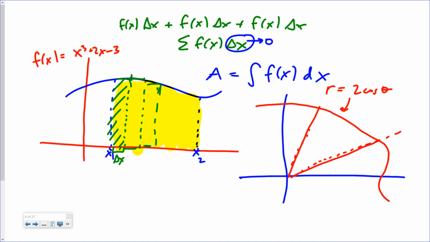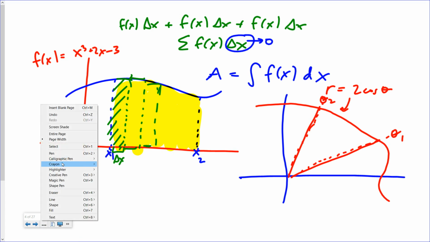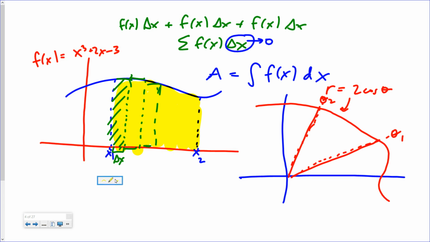So these are my dotted lines. I want to go from theta 1 to theta 2, okay? And I want to know the area in this curve. So let me highlight this area just to make sure we're understanding the same thing. I want to know this area here, the area between theta 1 and theta 2 for this boundary R.